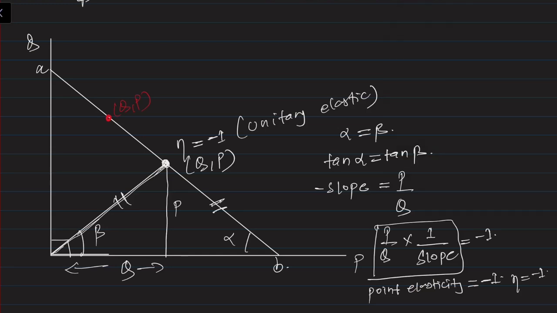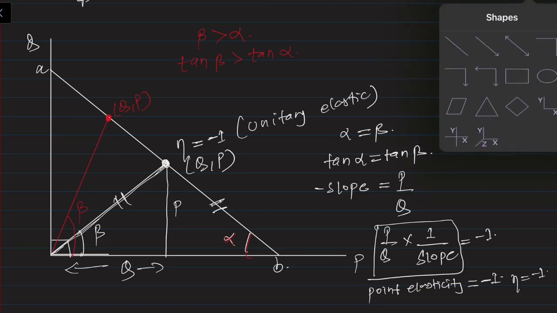Again, we'll do the similar geometry calculations. We'll draw a line from the right angle to this point, and this time again we call it beta, and this angle is again alpha. Now at this time beta angle is greater than alpha, right? And so tan beta is greater than tan alpha because tangent is the increasing function, okay? And tan beta, what is tan beta?